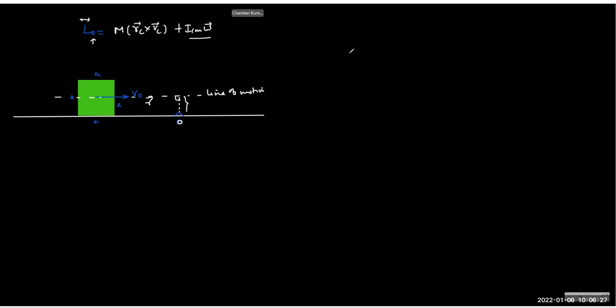Am I audible, guys? Yes, sir. So what is this separation? A by 2. And velocity is towards the right. So is the angular momentum clockwise or anti-clockwise?